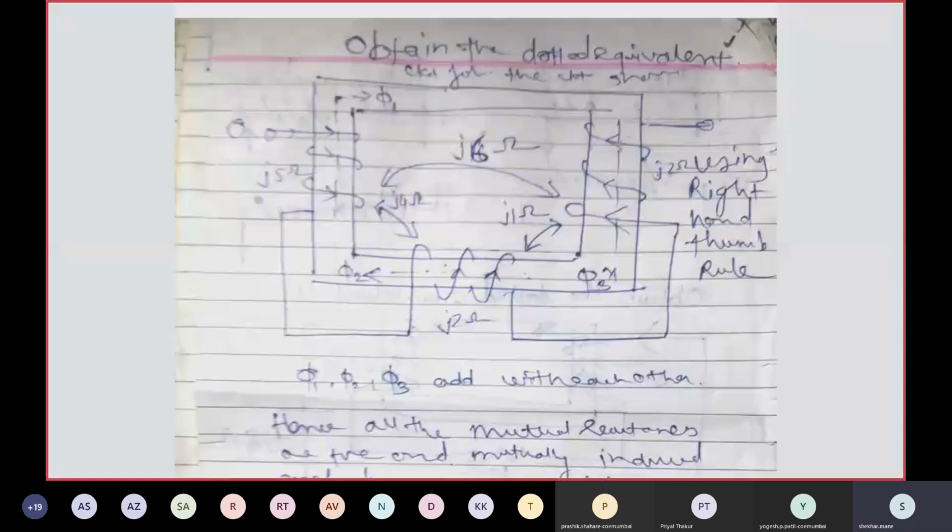Are you trying it out there? Yes, sir. Yes, sir. So it is correct, right? Phi1, phi2, all three are in the same direction.